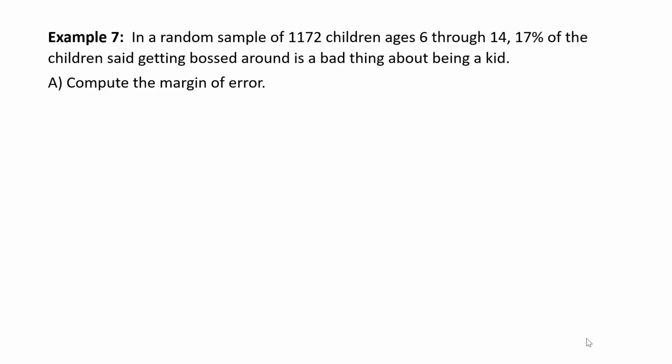Example, in a random sample of 1,172 children ages 6 through 14, 17% of the children said getting bossed around is a bad thing about being a kid. Part A, compute the margin of error. So identify the formula here, and that would be plus or minus 1 divided by the square root of n times 100%. Now let's identify the parts.